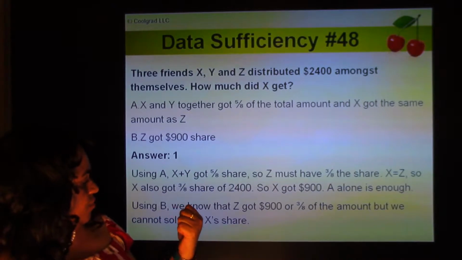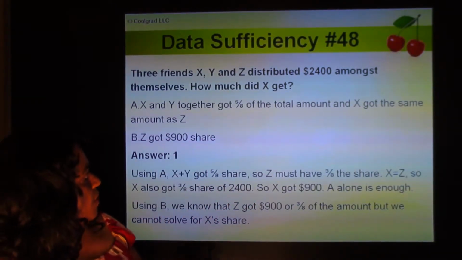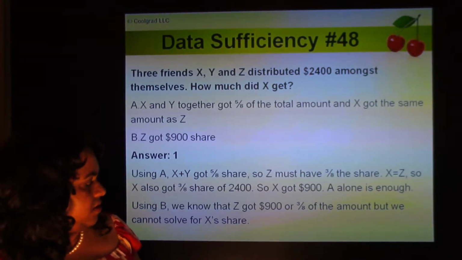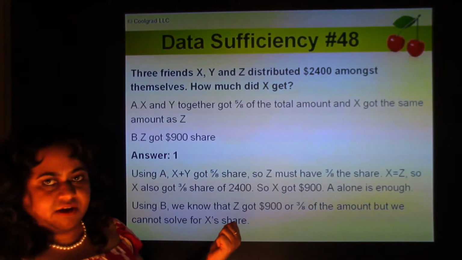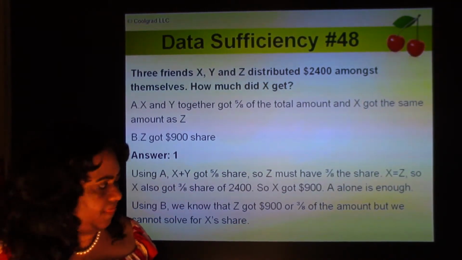Using statement B alone, we know that Z got $900, but we don't know how much X or Y individually got, right? So B alone is not enough, but A alone is enough. So we pick option 1.